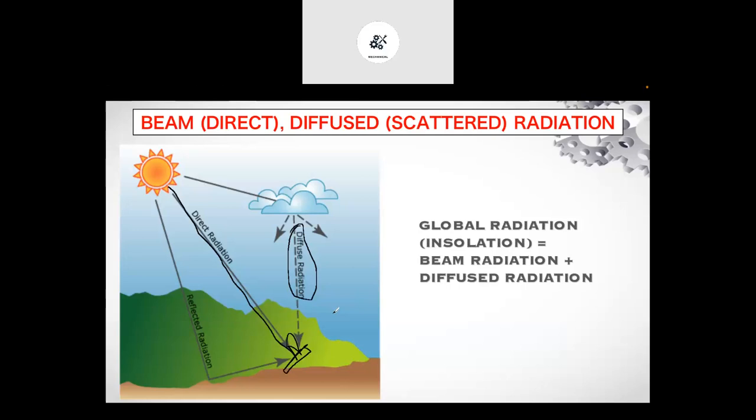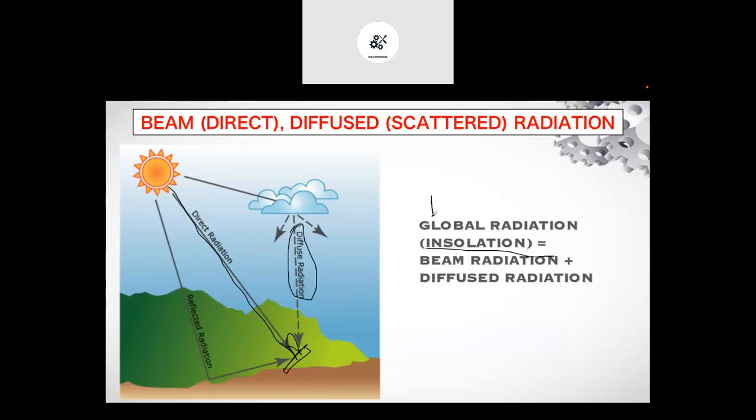The intensity of direct radiation is much higher than the diffused radiation whenever we compare the intensity. Now, whenever we add these two radiations, it is known as global radiation, or we also call it insolation. This reflected radiation is also considered as diffused radiation. So these three concepts are most important.